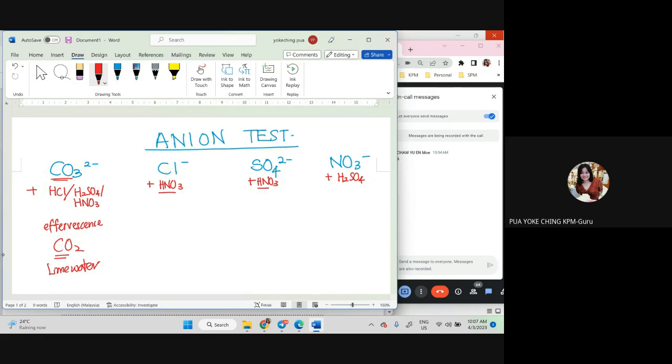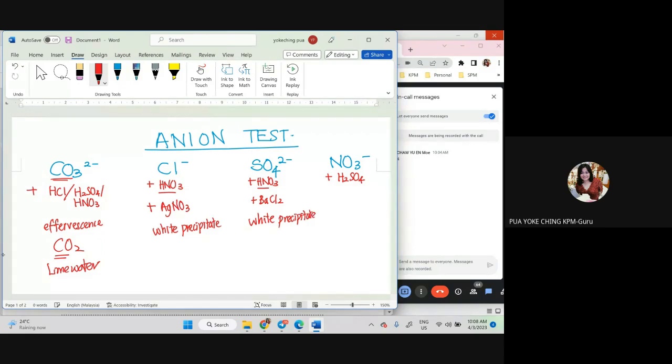So, lepas you tambah HNO3, and then you tambah AgNO3. Okay, so yang sini you tambah barium chloride. Okay, so untuk Cl minus you will get white precipitate. Untuk sulfate pun you tambah barium chloride, you will get white precipitate.